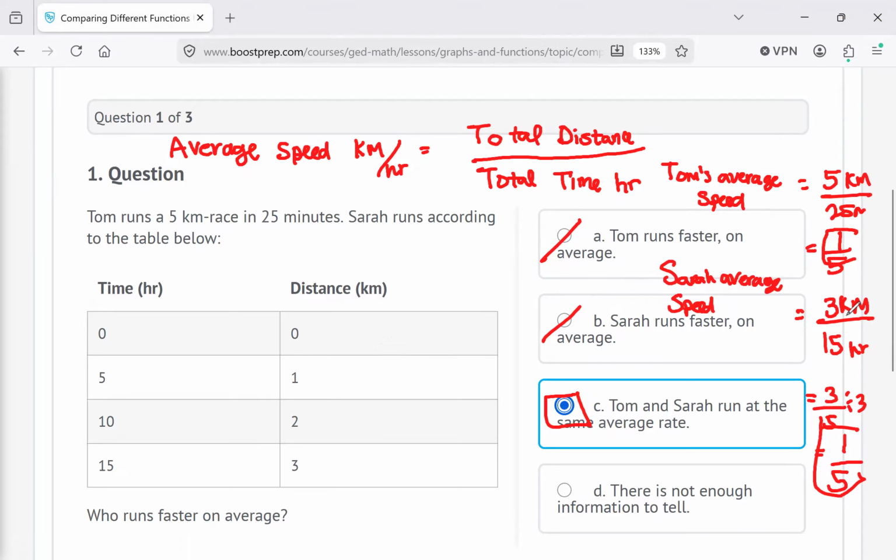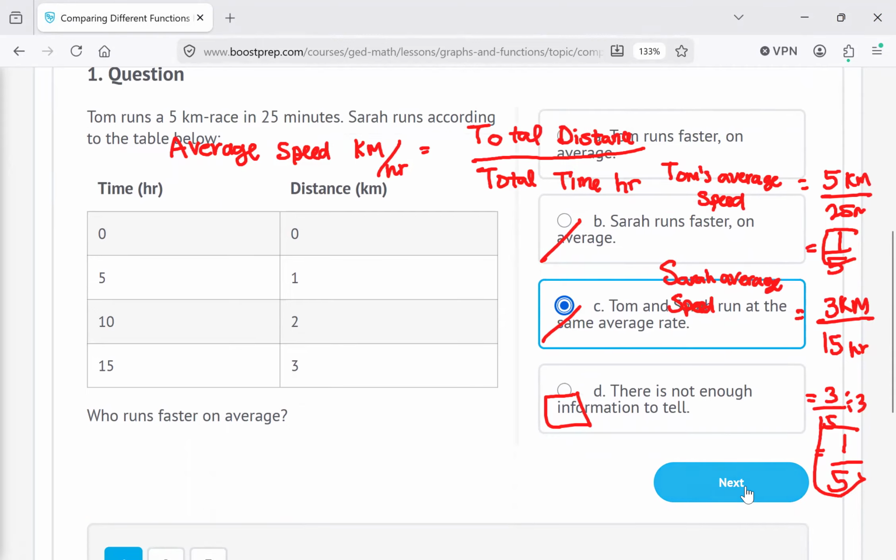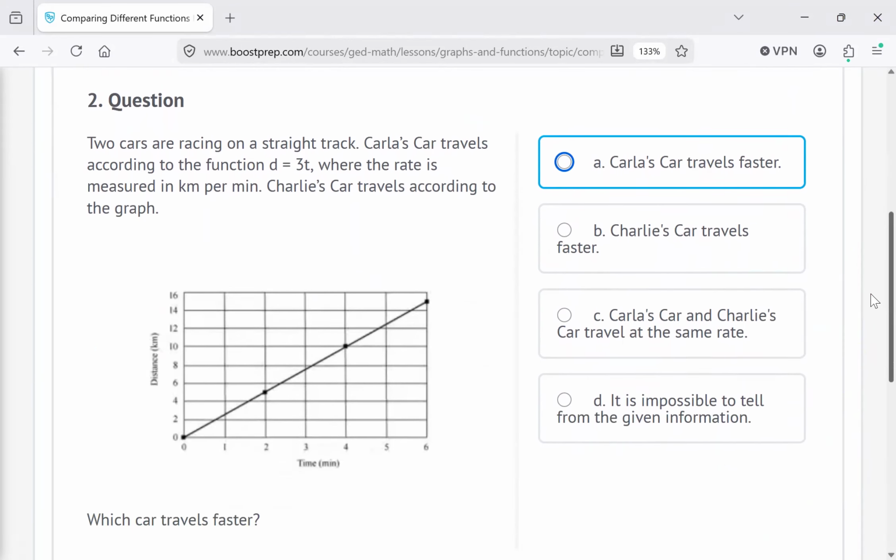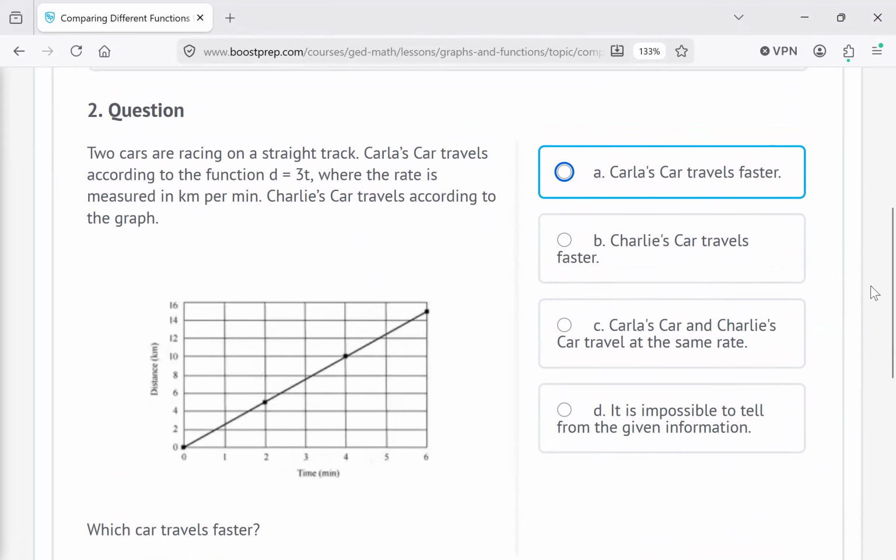Okay, so that was question one. Let's move on to question two. Question two says two cars are racing on a straight track. Carla's car travels according to the function d equals 3t, where the rate is measured in kilometers per minute. Charlie's car travels according to the graph.